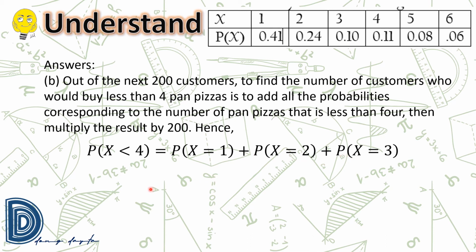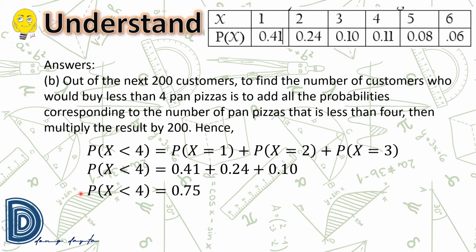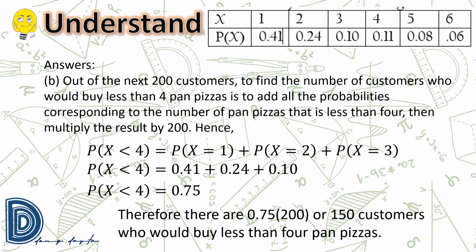Let us substitute the values. For x equals 1, 0.41. For x equals 2, 0.24. For x equals 3, 0.10. Then the probability for the event that x is less than 4 is 0.75. Next, we multiply this by 200. Therefore, there are 150 customers who would buy less than 4 pan pizzas.